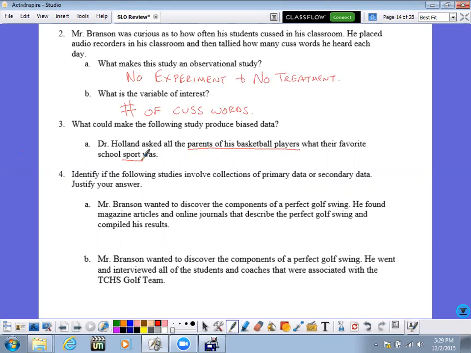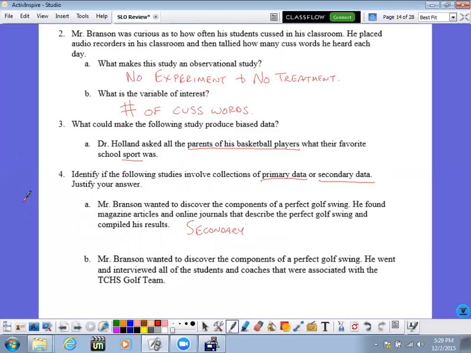Number 4, identify if the following studies involve collections of primary data or secondary data. Remember, primary data, collect it yourself. Secondary data, somebody else collected it. So it says Mr. Branson wanted to discover the components of a perfect golf swing. He found magazine articles and online journals that describe the perfect golf swing, compiled his results. He didn't do the research, somebody else did. Just because you're reading somebody's work does not mean you're actually doing the research, so that's secondary data.